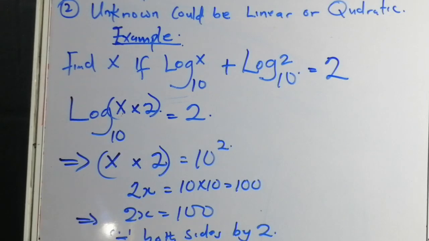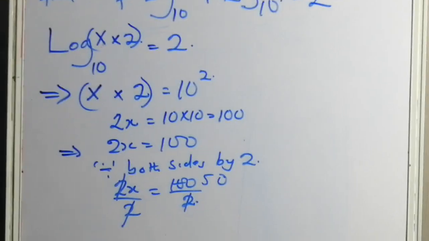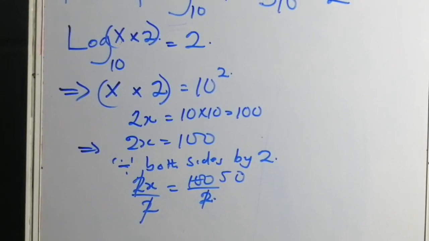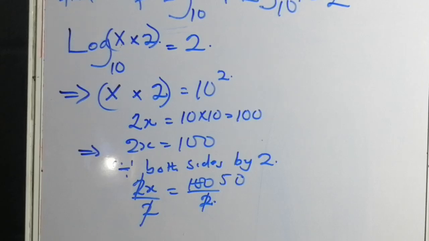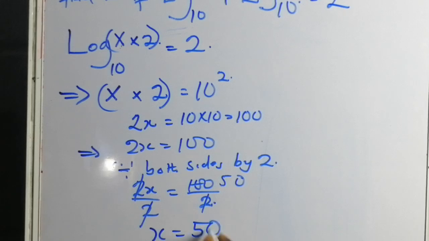So it means that after dividing both sides by 2, at the end of the day, I'm getting my x to be equal to what? 50. So x is equal to 50. It's as simple as that. So it means that at the end of the day, I've been able to get the unknown.